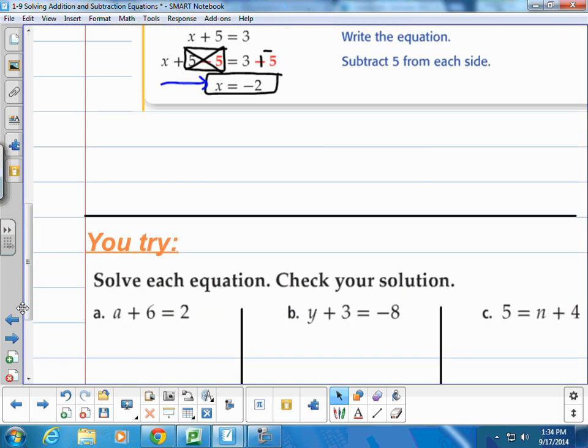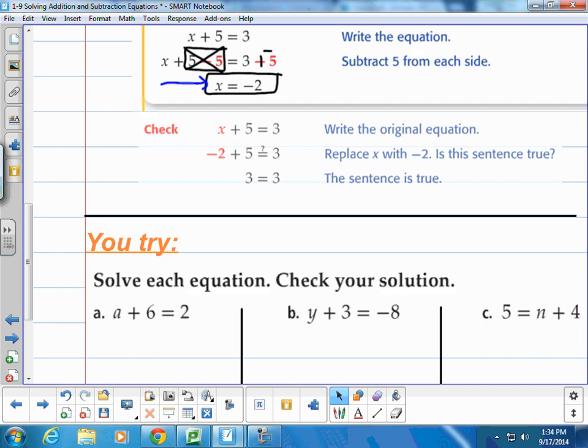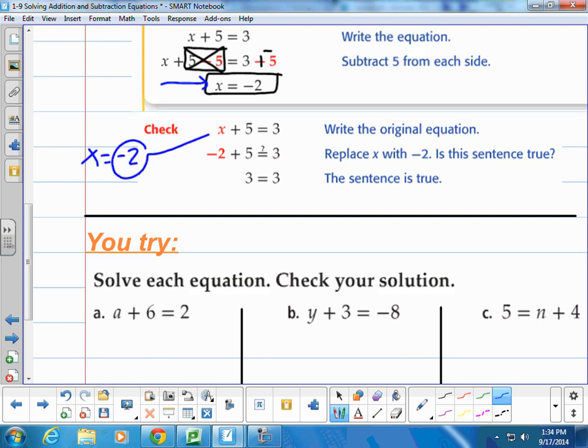Really important part is that you're going to be checking your solution. Checking your solution just means that you're going to plug it into the original. We found out that x equals negative 2, so what we did was we plugged x into where x belonged and then solved. So then we checked, okay, negative 2 plus 5, I have more positives than negatives. How many more? 3 more. When you end up with this reflexive property, that means it's true and that your solution that you had before was correct.